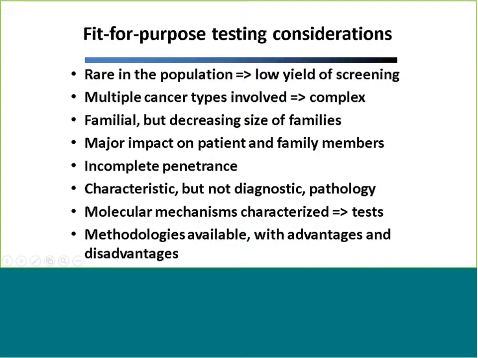The complexity of the syndrome has already been talked about because there are multiple cancer types involved in Lynch syndrome. The disease is familial, but again, as you heard about this morning and saw some pedigrees up on the screen, in contrast to what we worked with 20 years ago, where there were big families with lots of sibs to look at and try to look at linkage and this sort of thing, the size of families is decreasing, and this further complicates how to try to identify the kindreds that are affected with this.